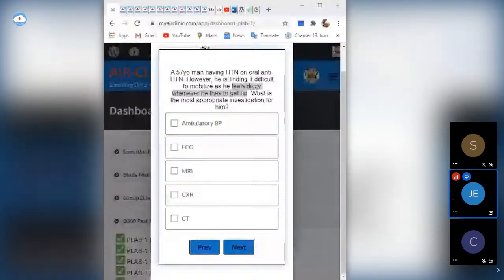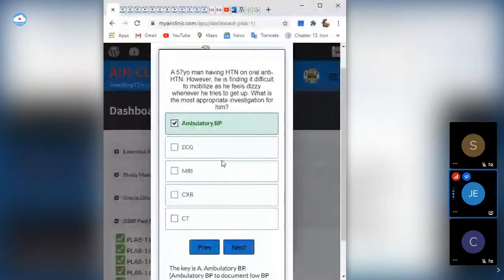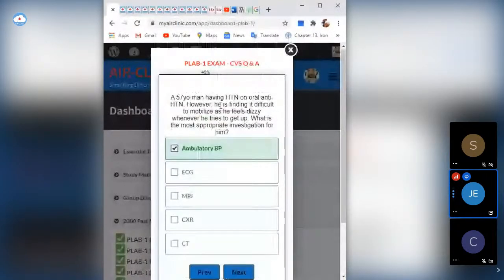Ambulatory BP. Sochi, you didn't attempt this question. All right, Dr. Kara is correct. Ambulatory blood pressure, because of the keyword in PLAB exams, what you have to look out for.